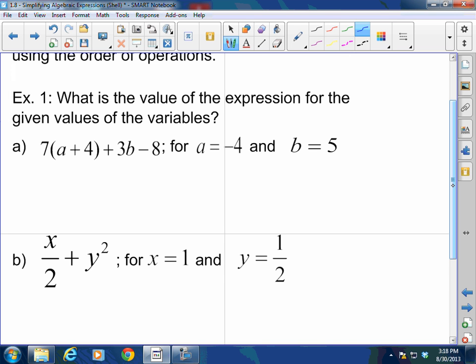is 5. Go ahead and literally plug in the value for A, plug in the value for B, and then follow the order of operations, which, if you guys remember, is PEMDAS. Please excuse my dear Aunt Sally. Parentheses first, exponents second, multiplication and division in order from left to right, and addition and subtraction in order from left to right. Okay? So let's go ahead and do it.